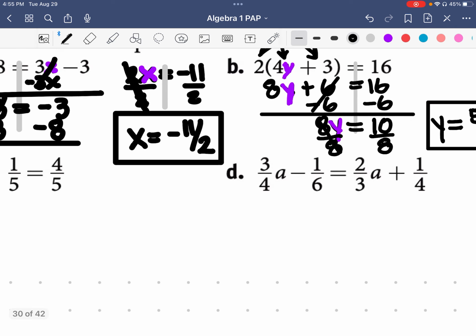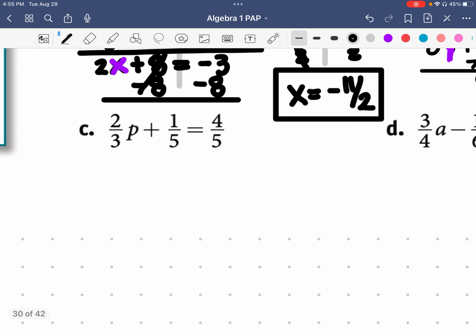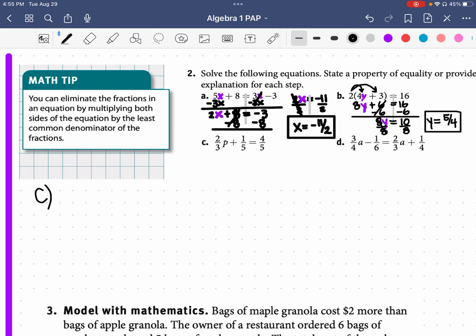Let's go ahead and take a look at what happens when we have fractions. I'm going to go ahead and zoom back out because I think I have enough space down here. All right, now for C, I'm going to copy it down over here. And I'm just kind of looking at the fractions. And the part of the fractions that I'm looking at are the denominators.